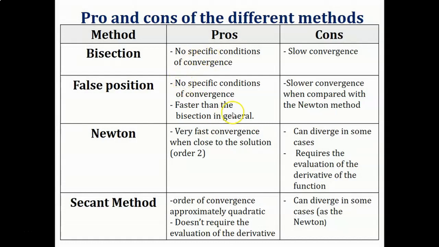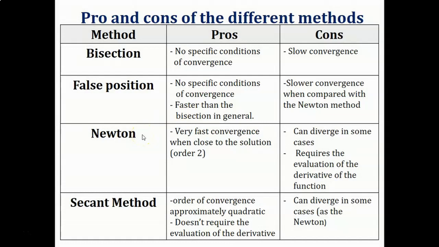The false position method is in general faster than the bisection, but it's slower than the Newton method. The principal advantage also is that there is no specific condition of convergence, because it is similar to the bisection method, since we are reducing the interval a and b further and further.